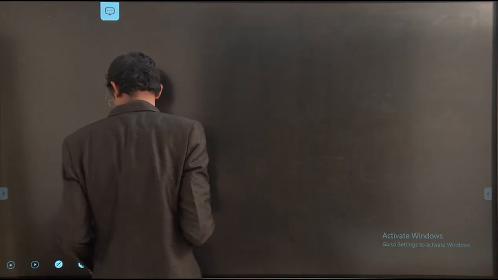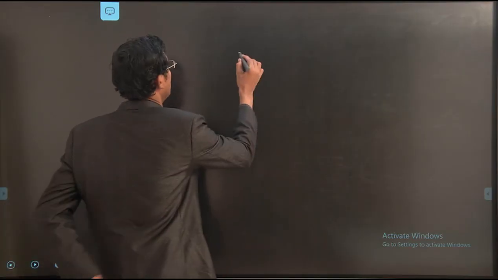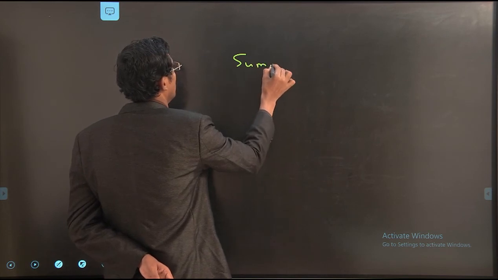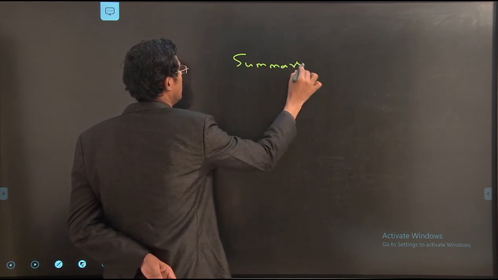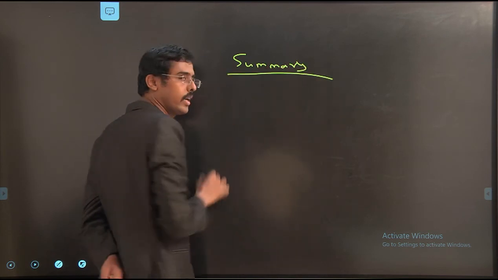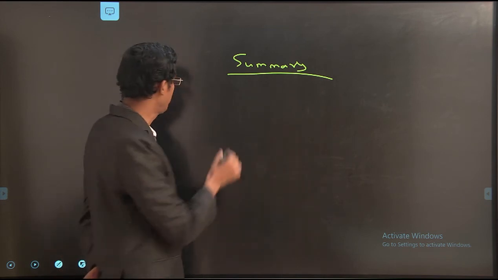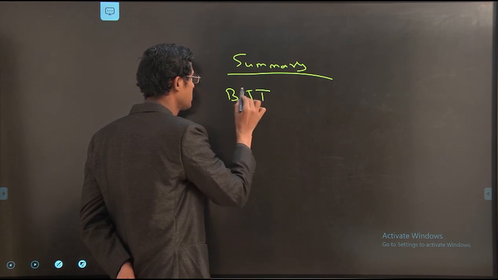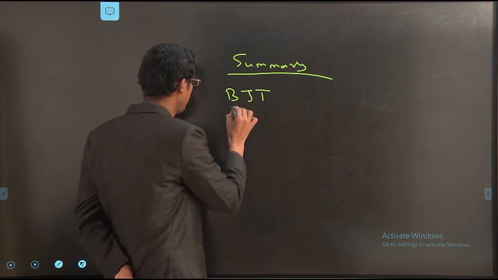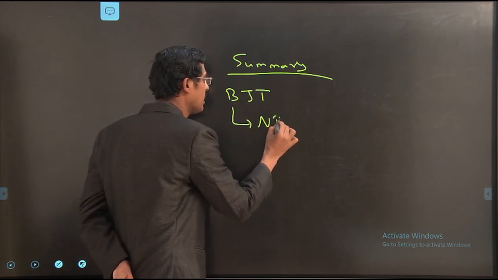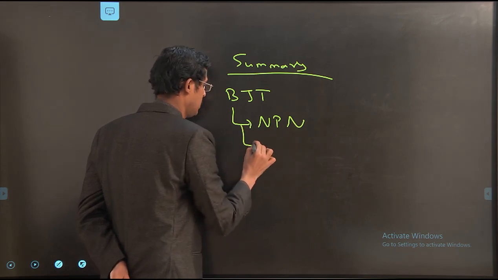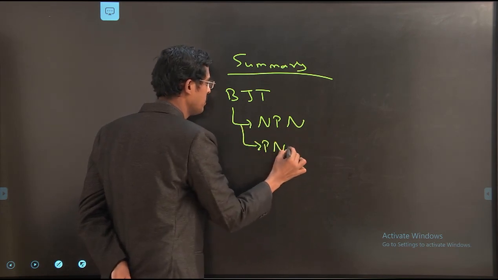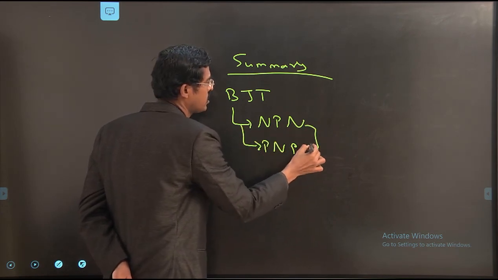So the summary: we have discussed today about the BJT, bipolar junction transistors. In that we have talked about NPN and the PNP, which is a reverse format of this.